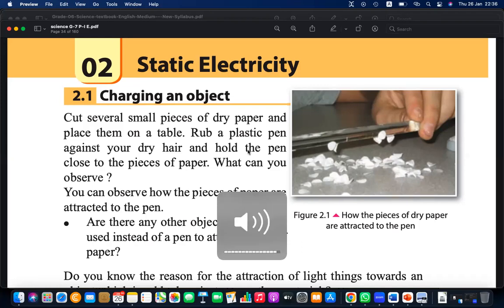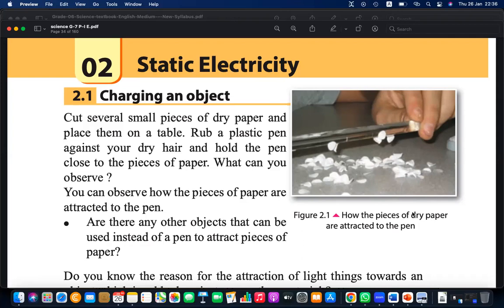In dry hair, we have to rub the comb. Then the hair that falls out, some of it sticks to the comb a bit. It's attracting. Right? Those are attracting to the comb.